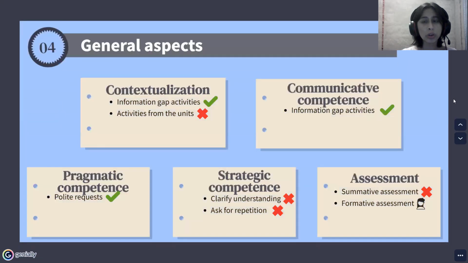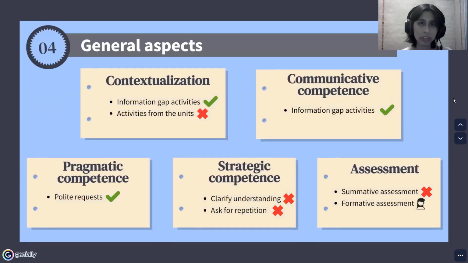Now I would like to talk about some general aspects of this coursebook. As regards contextualization, I have already said that these information gap activities resemble situations from real life in hospitals. And I have already said that these activities foster the meaningful use of the language. So there is a purpose for using the language. That's why I would say that there is contextualization there.